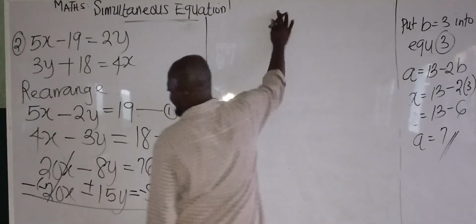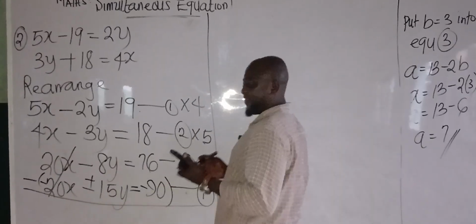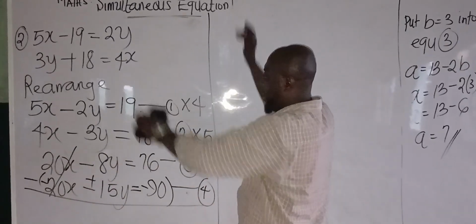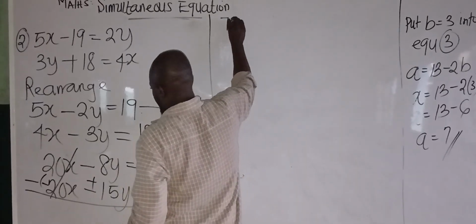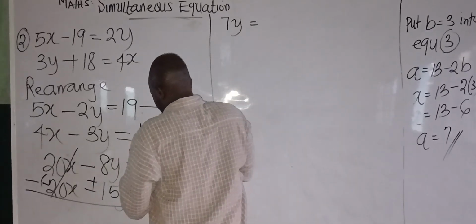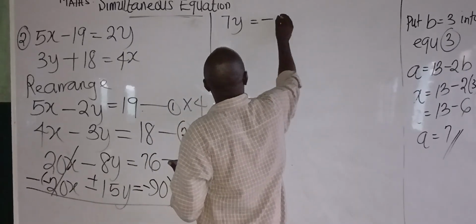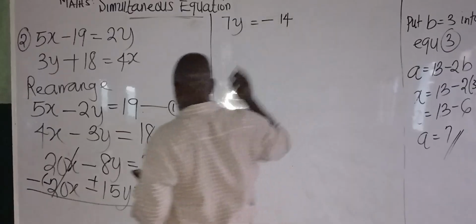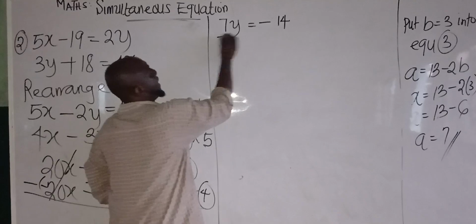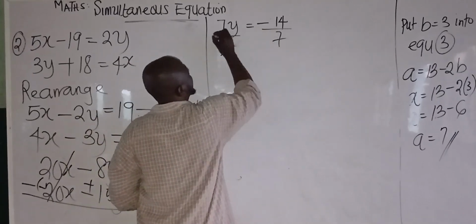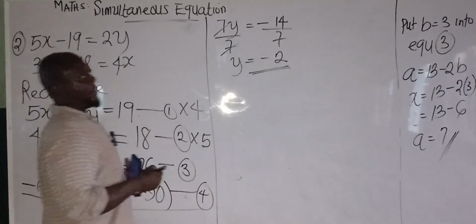Now, what do I have there now? This can cancel. Now I have 8 minus 8 take away 15, minus 8 take away 15. So this will give us 7y equals to 90. And this will give us minus 14. This is what we are having. This minus this will give us this. So divide here by 7, divide here by 7. This cancels, and I'm having minus 2y. This is what I'm having here.